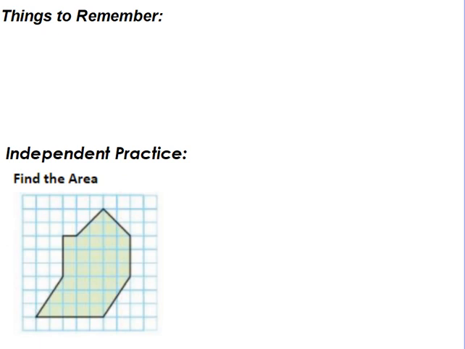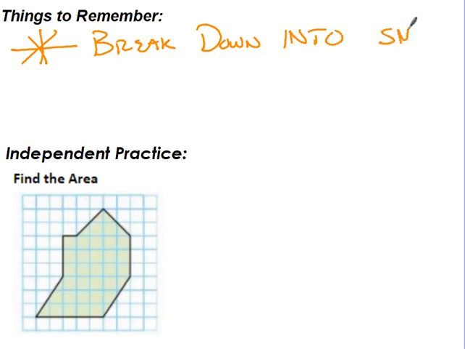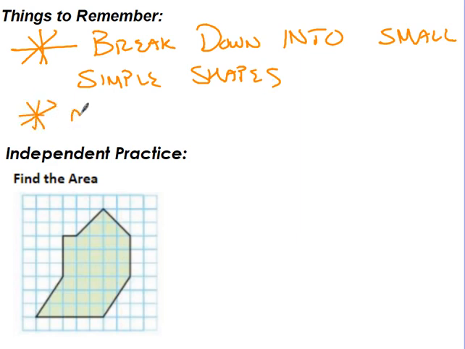So a couple things to remember. Break down into small, simple shapes. So when finding the area of a composite figure, we're going to break it down into small, simple shapes, and add up all the areas of the simple shapes.